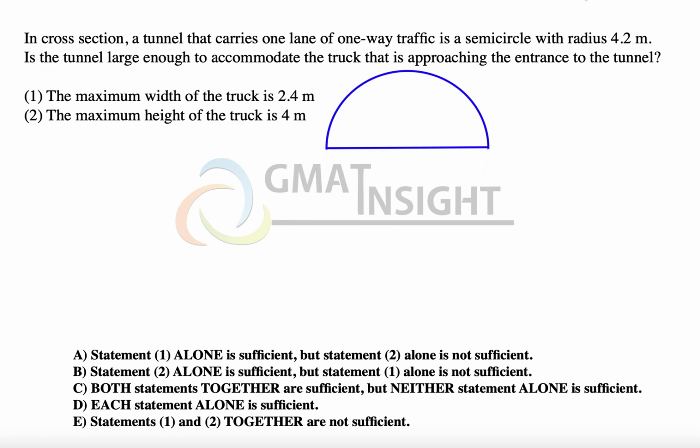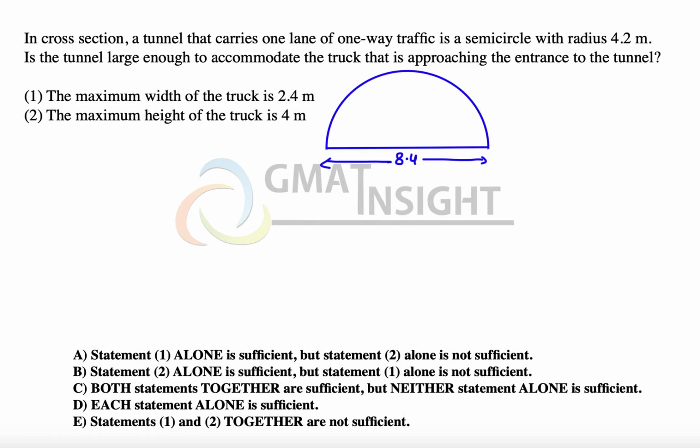So now we have the semicircle and the radius here is 4.2, which means the entire diameter will be equal to 8.4, twice the radius. So twice 4.2 is 8.4. Is the tunnel large enough to accommodate a truck that is approaching the entrance to the tunnel?